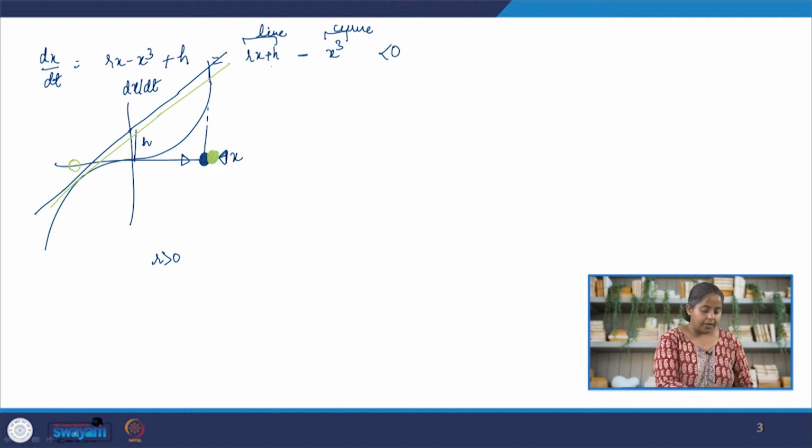So here, notice on both sides of the new fixed point, the line is above the curve, which means dx/dt is going to be positive on either side of this new fixed point, which means the flow on either side is going to be towards plus infinity. So clearly this is a case of a half stable and half unstable fixed point. Now let's vary h further. What we are doing is we are reducing h.